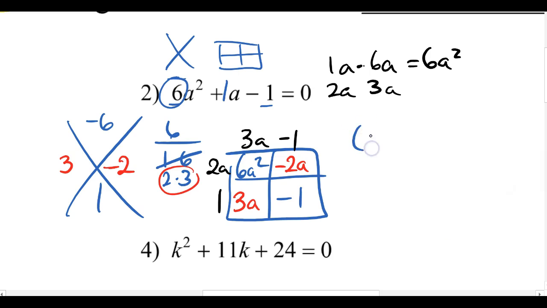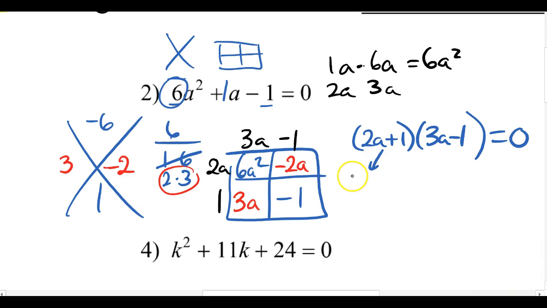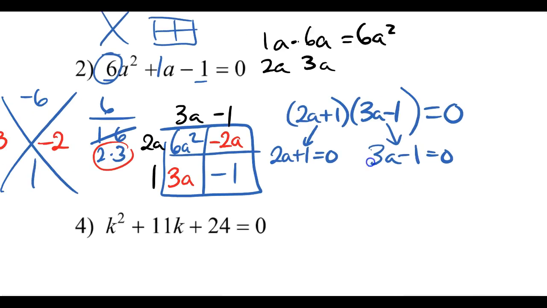So now 2a plus 1 and 3a minus 1 all equals 0, because originally it equaled 0. So now I need to figure out what's going to make this 0, what's going to make this 0. Well, I'd have to pull this off to the side, and 2a plus 1 equals 0, and this one off to the side, 3a minus 1 equals 0. Now let's figure out what those are equal to, and that'll give us our answer.